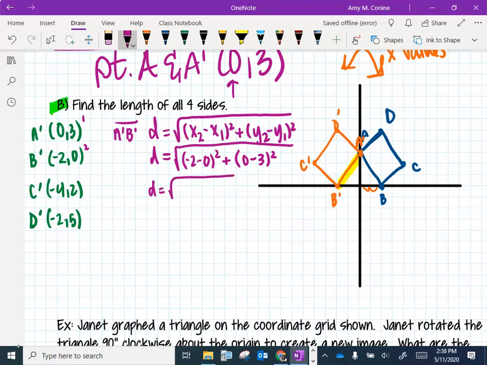Then if I'm showing all my work, -2 minus 0 is just -2, and then we're going to square it. And 0 minus 3 is -3, and we're going to square it. We're going to keep going because we're finding the distance, we're finding the length. So -2 squared should give me 4, and -3 squared should give me 9. So I get this lovely radical 13, and that's the measure. We're going to leave it just like that. We're not going to simplify it because this is the most exact answer. So for that yellow highlighted piece, it is root 13.